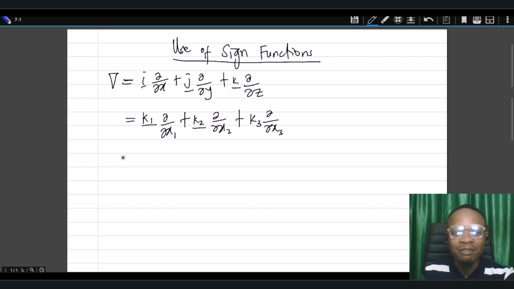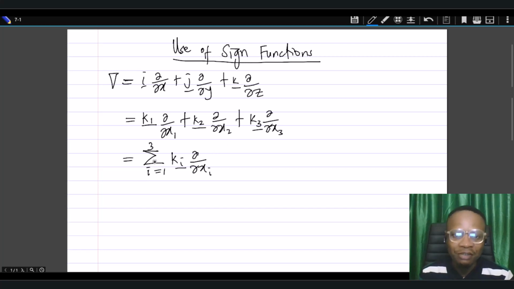And of course, if we're going to write this using summation, we'll see that this is the summation from i equal to 1 to 3 of ki del xi. By this summation symbol, if we expand this over i, when i is equal to 1, we get k1 del x1. When i equals 2, we get k2 del x2. When i equals 3, we get k3 del x3. So this is precisely a representation we can use.